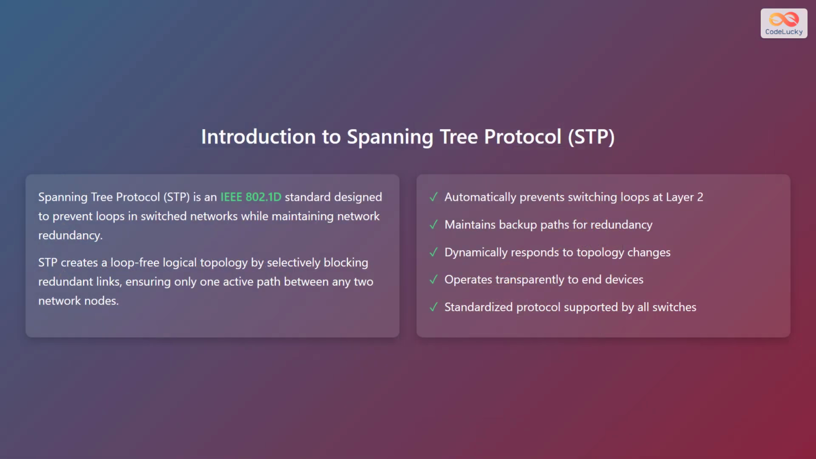Spanning tree protocol is an IEEE 802.1d standard designed to prevent loops in switched networks while maintaining network redundancy. It creates a loop-free logical topology by selectively blocking redundant links, ensuring only one active path between any two network nodes. STP automatically prevents switching loops at layer 2, maintains backup paths for redundancy, dynamically responds to topology changes, operates transparently to end devices, and it is a standardized protocol supported by all switches.